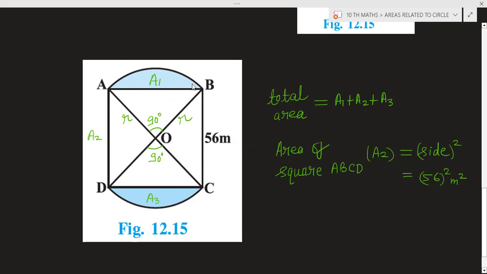So you want this area A1. Now what is this A1? A1 is basically the segment of the circle. This is the segment. Now how do we find the area of a segment? First we will find the area of sector OAB, and then we will subtract the area of the triangle from that.